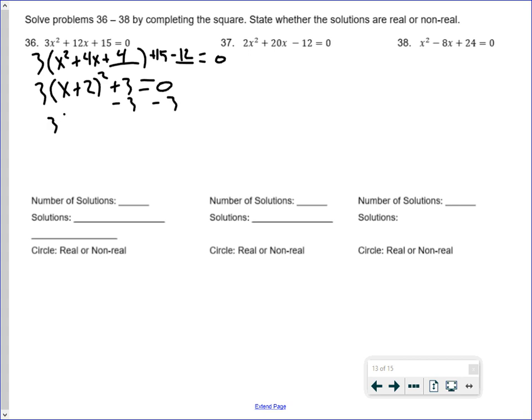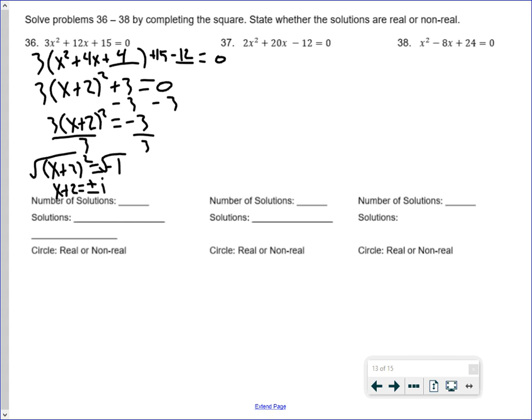And we get 3(x plus 2) squared equals negative 3, divided by 3. We get (x plus 2) squared equals negative 1. And then we're going to take the square root of both sides. So we get x plus 2 equals plus or minus the square root of negative 1, which is just i. Right? And then you minus the 2 over, that'll give you your solution.